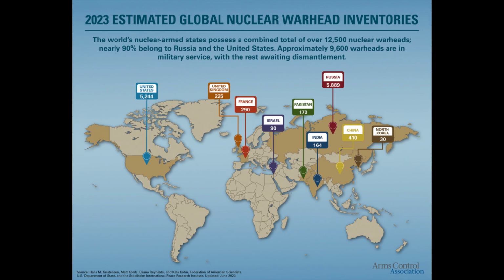Today, there are about 13,400 nuclear weapons around the world, but they only span 9 countries, although there are only 5 declared nuclear weapon states: China, France, Russia, the United Kingdom, and the United States. The other 4 known countries to have nuclear weapons are India, North Korea, Pakistan, and Israel.